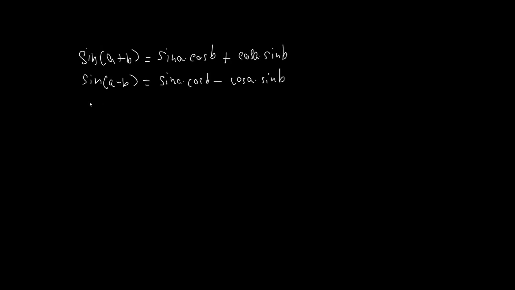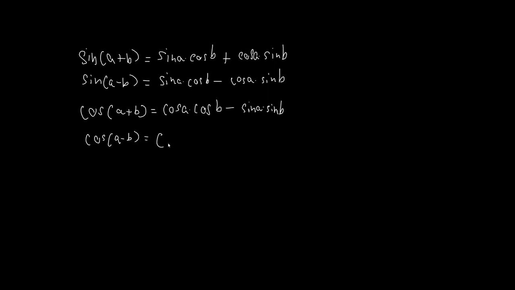How about if it's cosine? Cosine of A plus B. The formula for that would be cosine A times cosine B minus sine A times sine B. Then the other, cosine of A minus B. Again, just copy the terms. Oops, wait, this seems wrong. That's it. So cosine A times cosine B plus sine A times sine B.